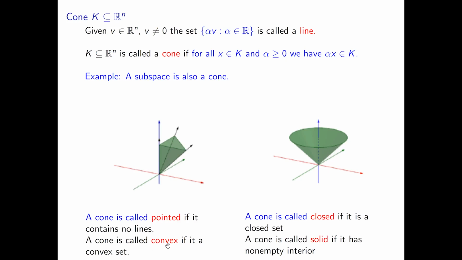A cone is called convex if it's a convex set. You're supposed to know what a convex set is. You've studied it a lot in this course. A cone is called closed if it's a closed set. A closed set is a set where if you take limits of sequences of points in the set, you continue to lie in the set. So that would be what it means for a cone to be closed. And a cone is called solid if it has a non-empty interior. That is, you can find some point inside the cone so that if you take a small ball around that point, you're still in the cone.